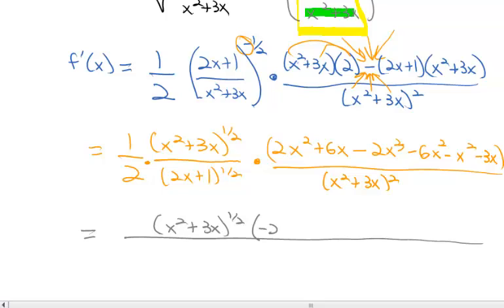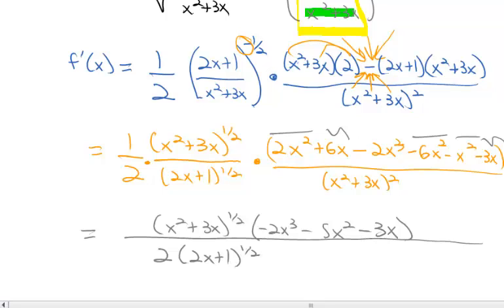Let's see, we've got a negative 2x cubed, positive 2x squared, negative 6x, negative x squared. It's going to be negative 5x squared. And then 6x minus 3x is negative 3x. All over a 2. A 2x plus 1 to the 1/2. And an x squared plus 3x squared.